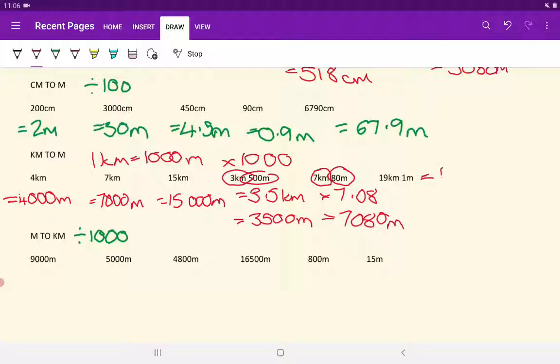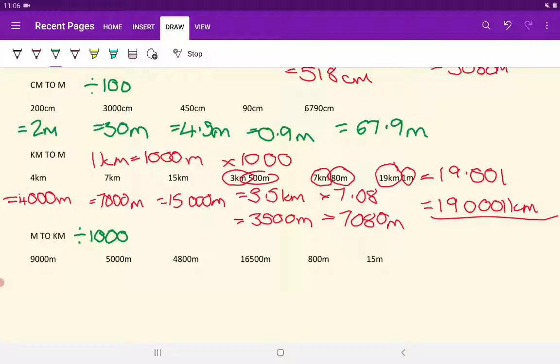19 kilometres 1 metre. Now, if you were to see that as a decimal, it would actually look like this, 19.001. So when we times that by 1,000, we're going to get 19,001 metres. Or you can think about it again, like we've said, 19 times 1,000 is 19,000, and add on the 1 is 19,001. Okay.